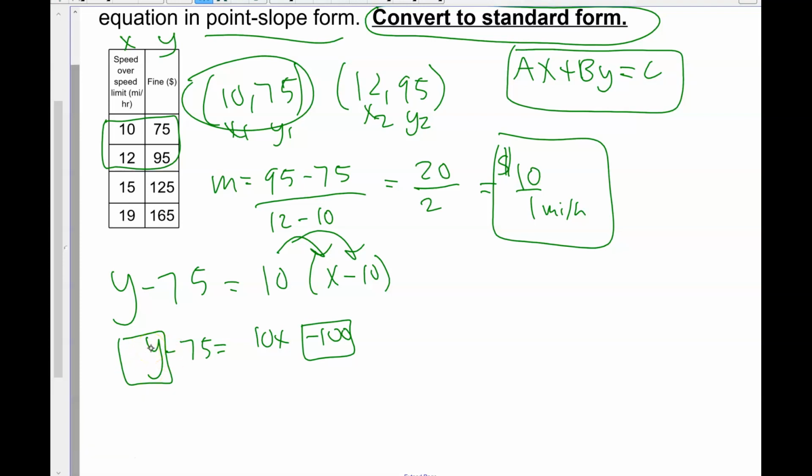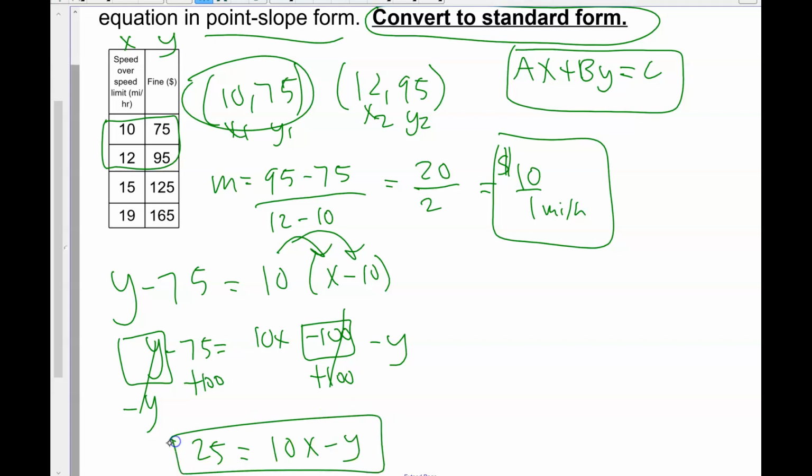Let's move this, and let's move this, because that will get me to where my x and y are on the same side, and my a is going to remain positive. So I'm going to take away a y on both sides, and I'm going to add 100 on both sides. So what I'm left with is negative 75 plus 100, which would give me positive 25. And then over here I've got my 10x minus y, and there's my answer in standard form, right?